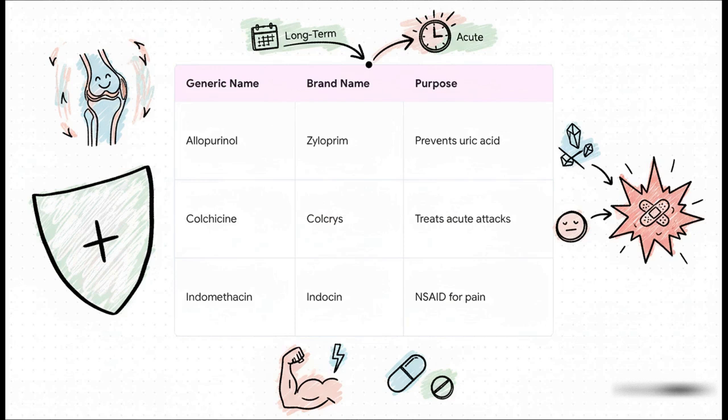So how do we treat it? Well, there are two different game plans, and you need to know both. Think of it as offense and defense. Your long-term defense is allopurinol, or Xyloprim. It works to prevent attacks by lowering the amount of uric acid your body makes. But when a patient is having a sudden, painful attack, a flare-up, that's when you need the offense. That's your put-out-the-fire drug, colchicine. Knowing which one's for prevention and which one's for an acute attack is vital.